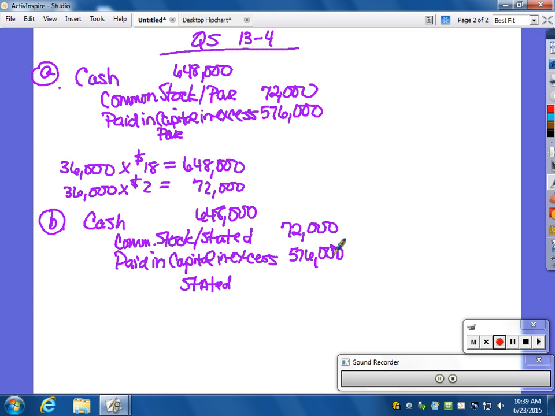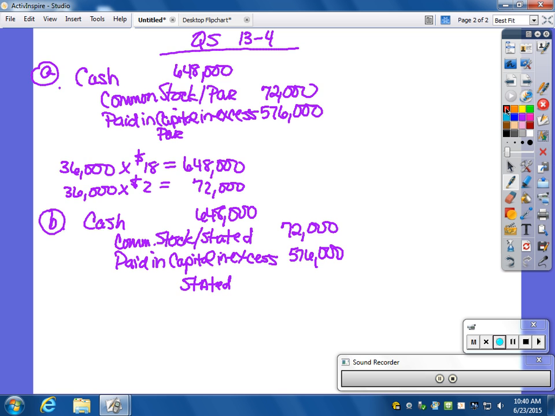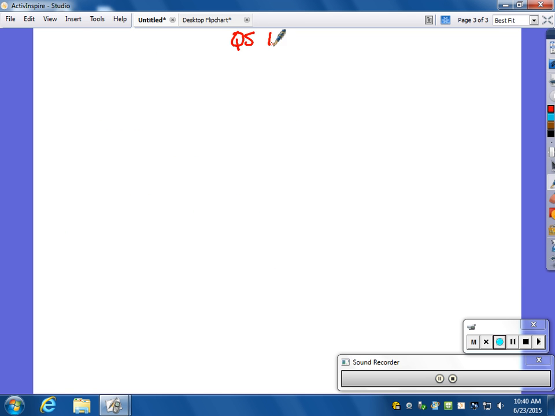Okay, let's do Quick Study 13-7, which is dealing with dividends, cash dividends. Prepare journal entries to record the following transactions for Emerson Corporation. July 15th, declared a cash dividend payable to common stockholders of $165,000. So what is that journal entry? Think about what we're doing here. This is the declaration. You know how we have those 3 dates? Declaration, date of record, and date of payment, right?